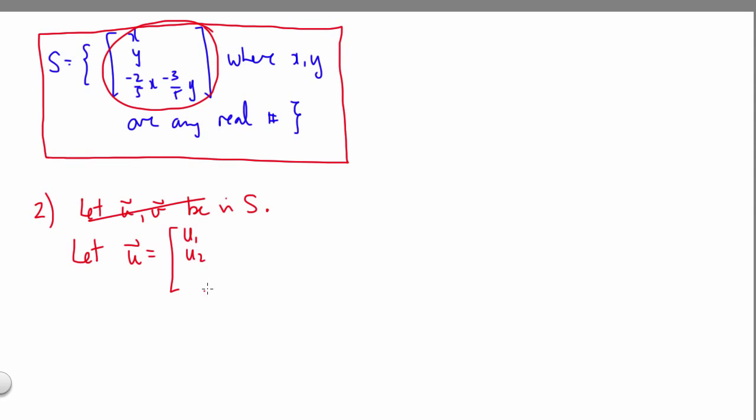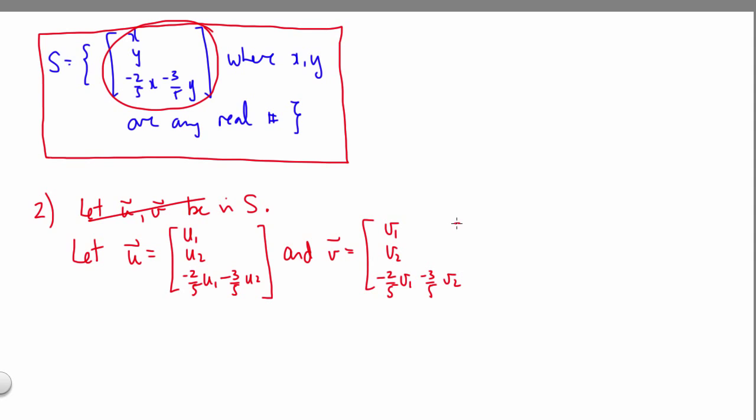Well, first component could be anything, second component could be anything, but the third component must be minus 2/5 times the first component minus 3/5 times the second component. To say that the vector has this form means exactly the same thing as saying this vector is in S. So that form is incredibly important here. We'll say let u look like this, and let v look like v1, v2. Again, if we want it to be in S, then we need the third component to be minus 2/5 v1 minus 3/5 v2.